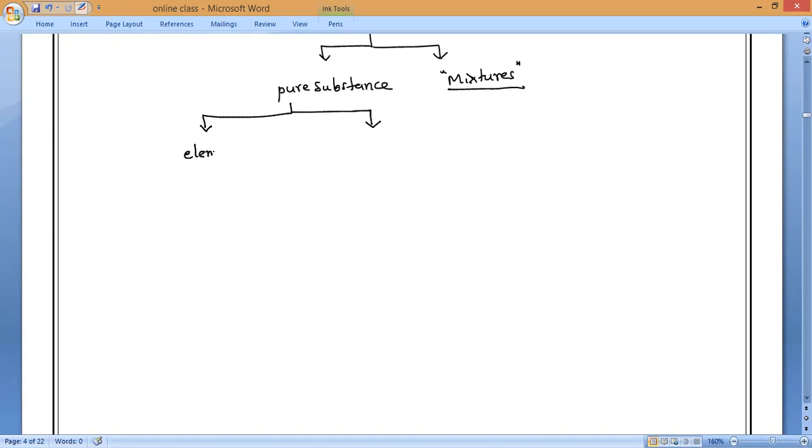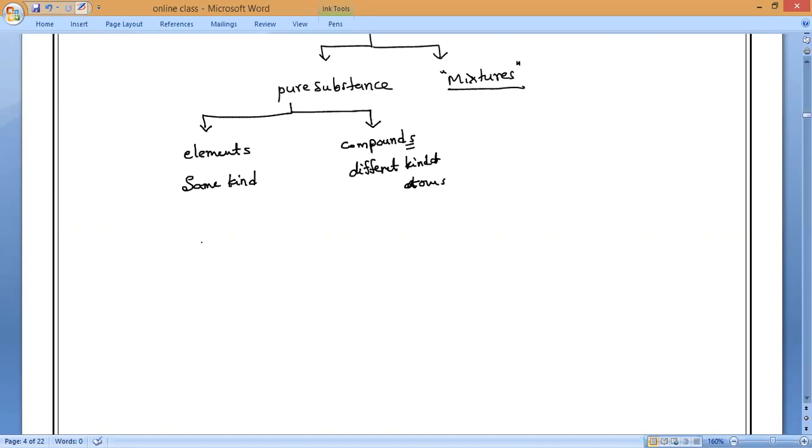One is elements, and another one is compounds. Understand? Elements are formed by what kind of atoms, same kind or different kind? Same kind of atoms. Different kinds of atoms will combine, and then it will form molecules. That is what we call compounds.